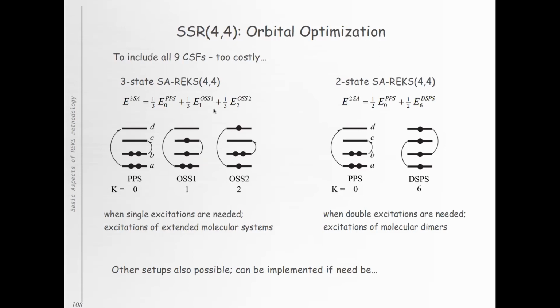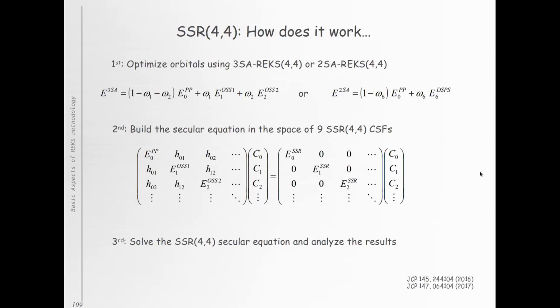For example, by taking the perfectly spin paired state and two open shell singlet configurations, where transitions occur within GVB pairs. For example, if B and C are pi, pi star, and A and D are sigma, sigma star orbitals, it's natural to include sigma, sigma star into one GVB pair, pi, pi star into the other GVB pair. And I supplement this ground state perfectly spin paired configuration with two open shell singlet configurations, where I consider only single excitations within these two GVB pairs. This is one way, 3 state state average REKS 4.